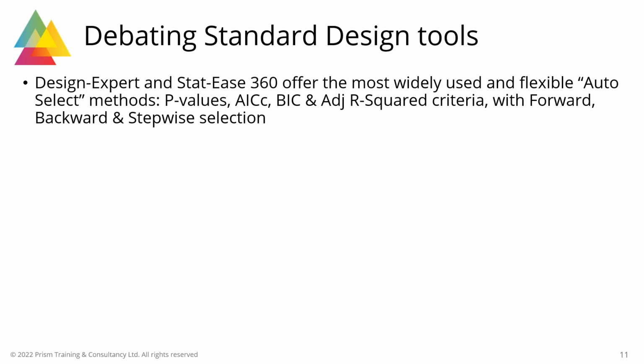The challenging bit, in my opinion, comes when we come to try and analyze that data. Because Design Expert and Stat-Ease 360 give us the tools that we use every day. And for most standard designs, they're more than adequate. We've got lots of different model selection methods. We can use p-values, we can use AICc, we can use BIC, we can use adjusted R-squared. We can work forwards, backwards, stepwise. And again, I know these questions were cropping up earlier with Arvid's talk. So we've got lots of tools here that will help us in almost every situation.